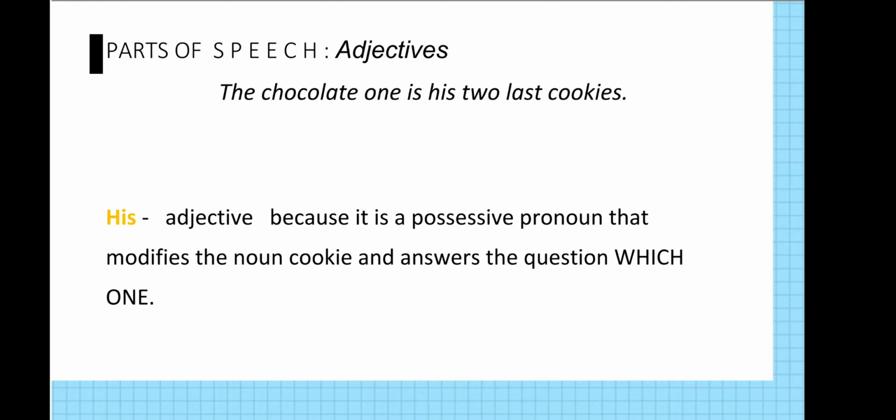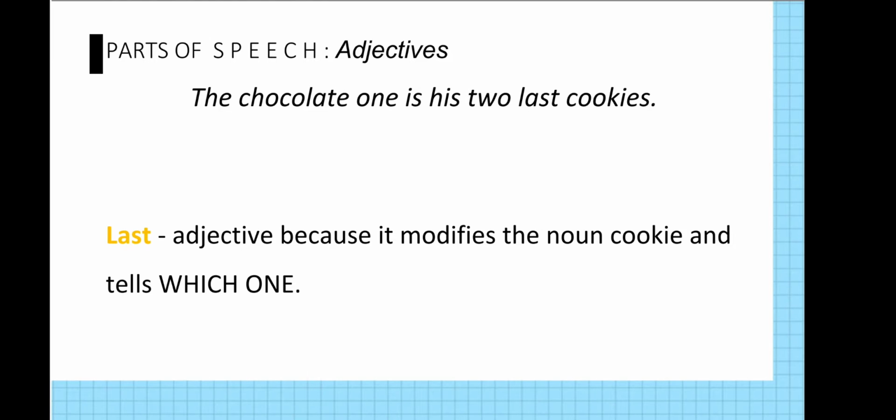So we could really see how complicated these parts of speech are. But if we try to really dig deeper into their functions in the sentences, we could easily get them. Okay? So let us proceed with the word last here. The word last here could be an adjective in a sense that it modifies the noun cookie as well, and it answers the question, which one? His last cookie. Okay?